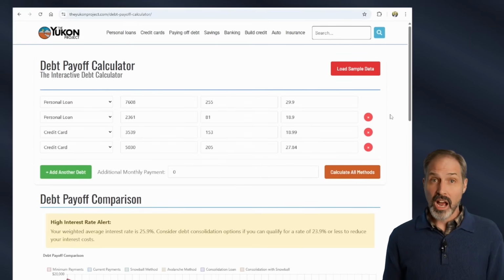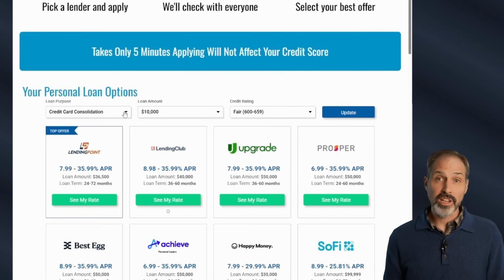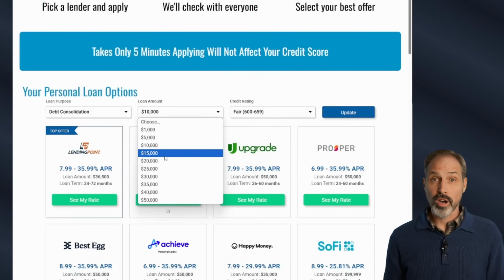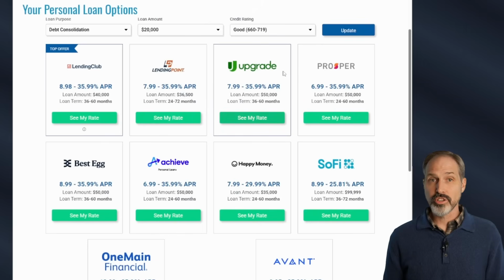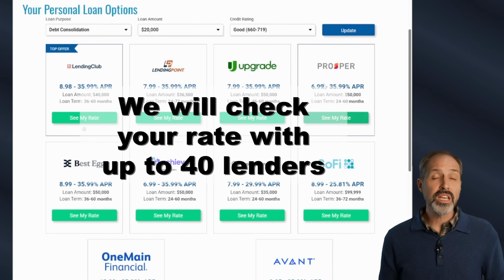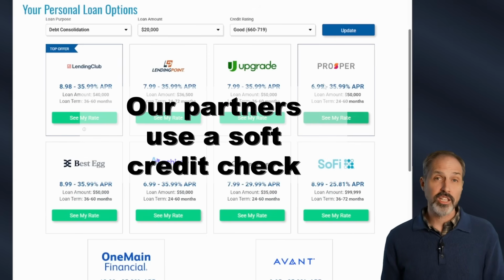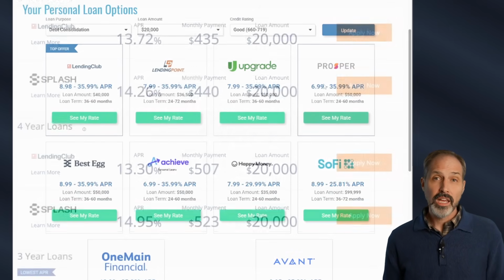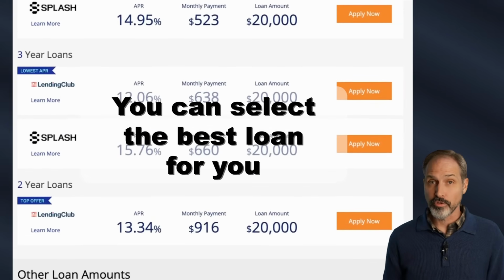If you want to see what kind of debt consolidation loan you could qualify for, click this button. That will take you to our lending marketplace page. You can select debt consolidation, the loan amount you're looking for, and your credit score range. When you apply to any one of the featured lenders, we will check your rate with up to 40 other lenders behind the scenes. Our partners use a soft credit check, so applying won't hurt your credit score. We will show you all of your approvals, so you can select the best loan for you.